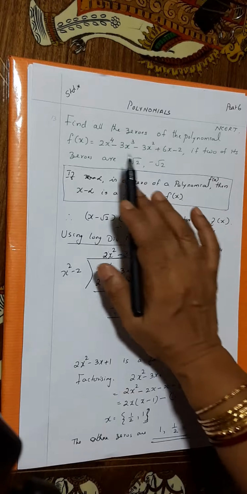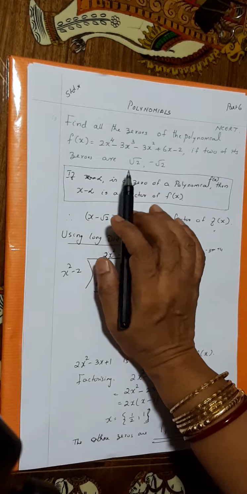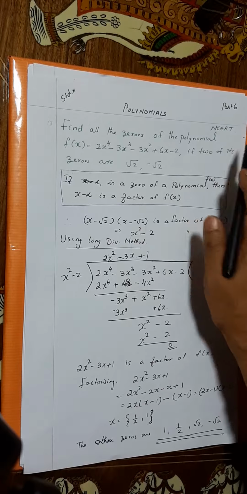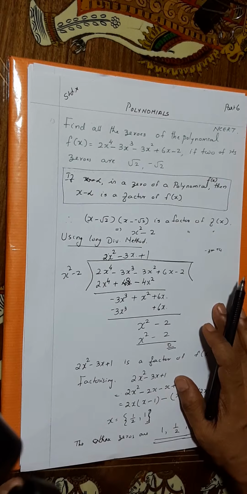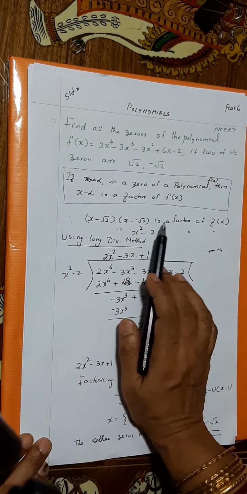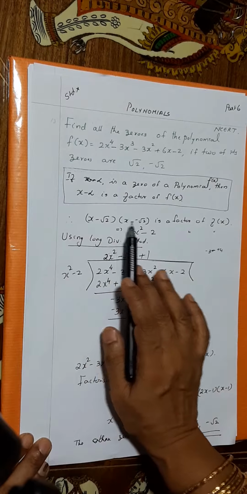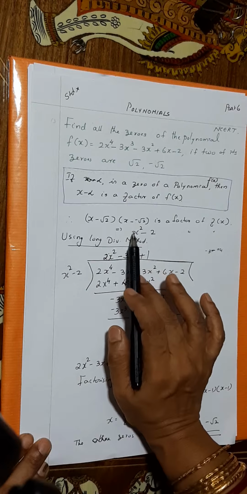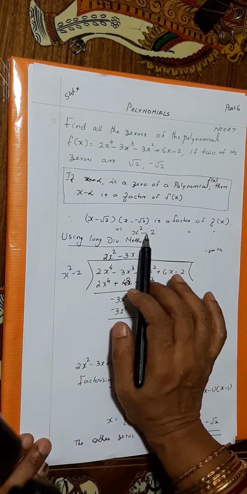Find all the zeros of the polynomial if two of its zeros are root 2 and minus root 2. Again, this is an NCERT problem. So the method is same, x minus root 2 and x minus of minus root 2 as a factor. So this will become plus. So x minus root 2 into x plus root 2 will become x squared minus 2.